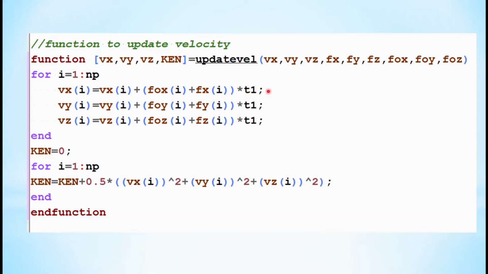We have got the values of the velocities, so we can calculate the value of total kinetic energy. So Ken is 0 initially, then we have used a for loop i equal to 1 to np, then Ken equal to Ken plus half Vx square plus Vy square plus Vz square. M we have already taken 1, finally end function. So this is the function to calculate the updated velocities of all the particles.